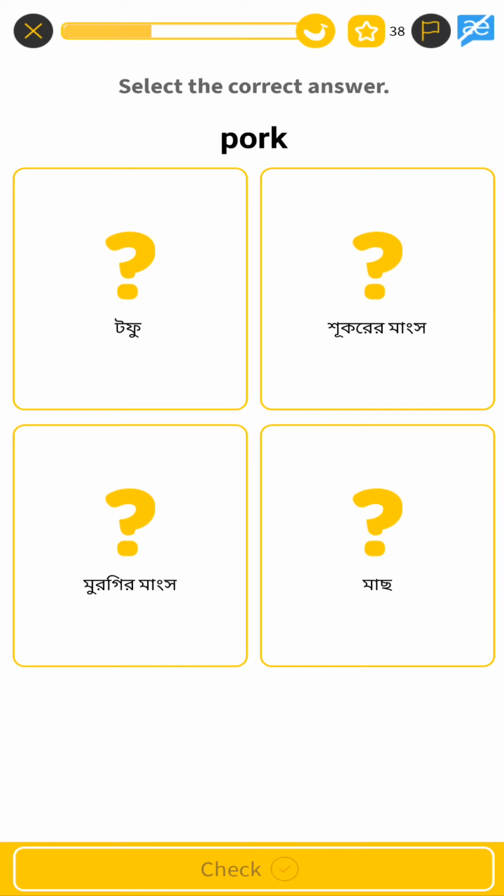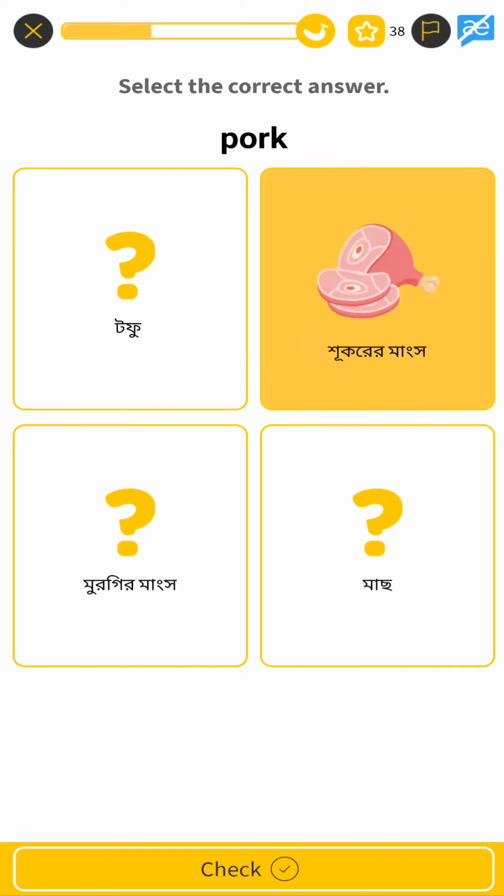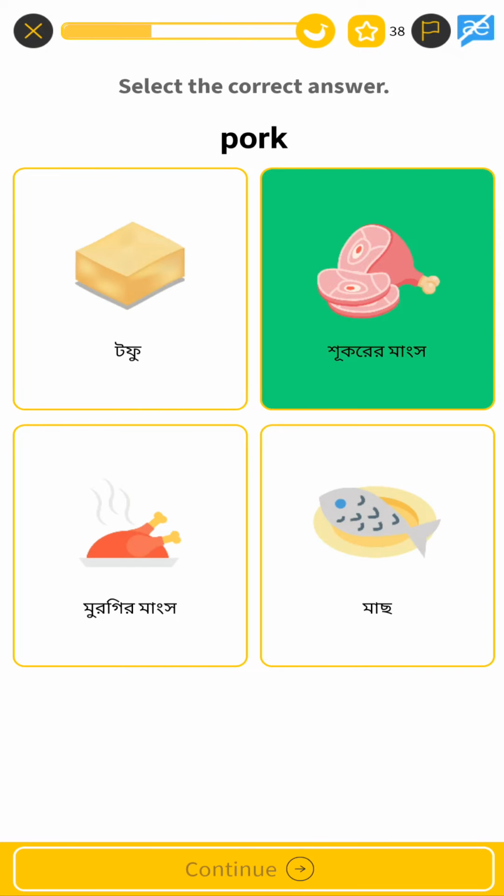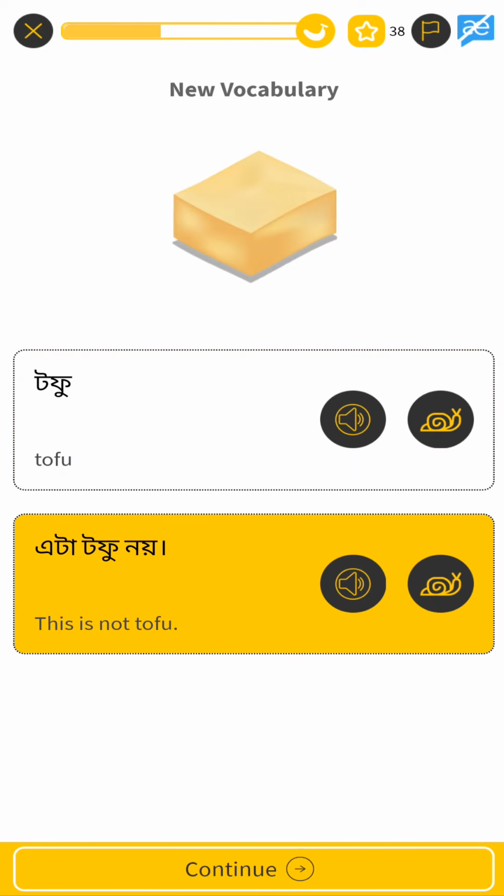Sweet. Pork. I know it's the one at the top right, but I can't actually remember it. I'll have to read it. So it's shukorer mangsho. Tofu, eta tofu noi. That's pretty easy to remember. That's one of those noi, like ami noi. Tumi, is it tumi non or tumi? I think it might be tumi non. She noi.